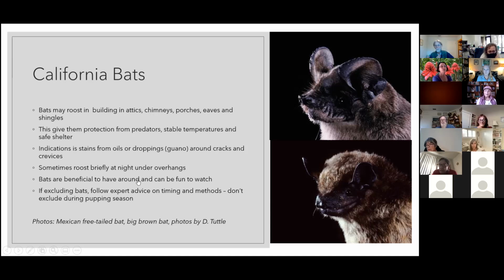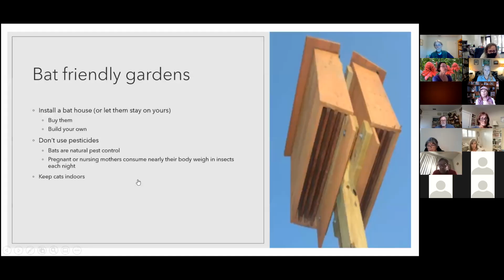So you want to make sure that you don't seal up those cracks and inadvertently prevent the chicks, the pups, from coming out, or the mothers from returning to their young. So the best time to do that is usually in the fall. Like by now, all the bats are gone. So if you want to exclude bats, the fall and winter are good times to do that.